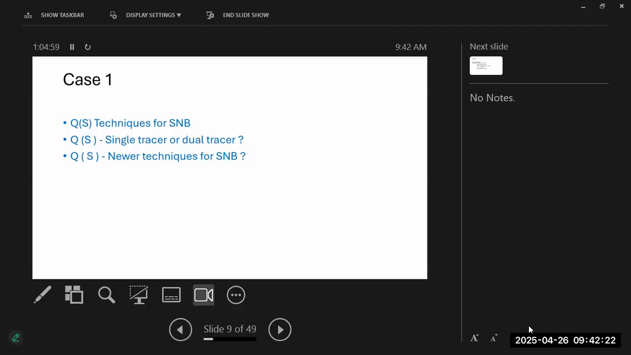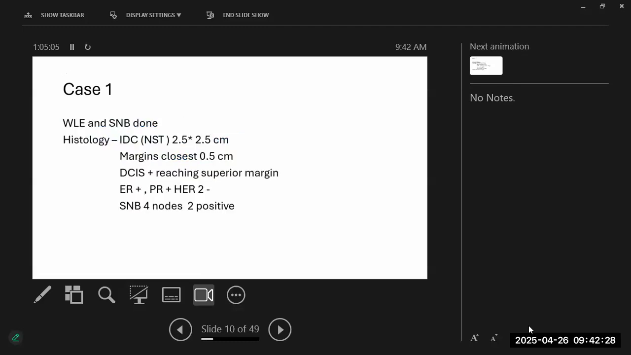It's a new concept. It's not sentinel node biopsy, it's targeted axillary dissection. So we went ahead with wide local excision and sentinel node biopsy. Histology: invasive ductal carcinoma 2.5 by 2.5 centimeters, margins 0.5 centimeters. But there was DCIS reaching the superior margin, ER/PR positive, HER2 negative, 4 sentinel nodes, 2 positive.